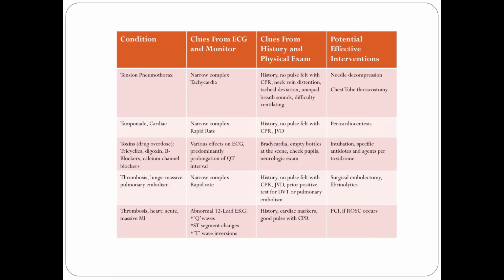All right, so for clots, PEs or MIs showing large coronary occlusions, you're going to see the thrombosis, narrow complex rapid rate with the PEs, because it's not a cardiac problem at this point. No pulse felt, JVD may show up. They may have DVTs or had pulmonary embolisms in their past. They may have had recent surgeries or delivered a baby recently. The only thing we can do for them, they need to be lysed. So we give them fibrinolytics in the hospital.